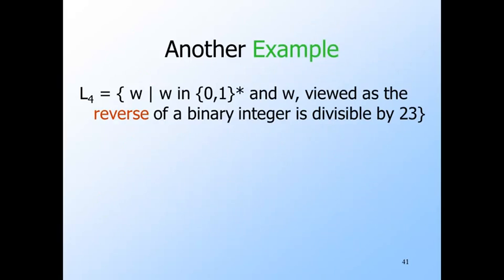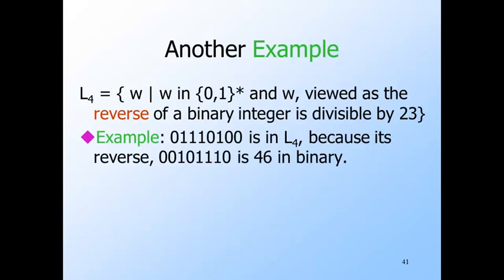Interestingly, another regular language is the set of all the binary strings that, if we read the strings backwards, that is, low order bit first, form a binary integer that is divisible by 23. And there's nothing special about 23. It could be any number in both this example and the previous one. So for example, 0110100 is in this language because when we reverse it we get 0010110, which has the value 46 in decimal, and 46 is of course divisible by 23.